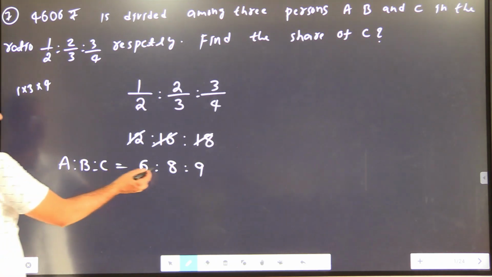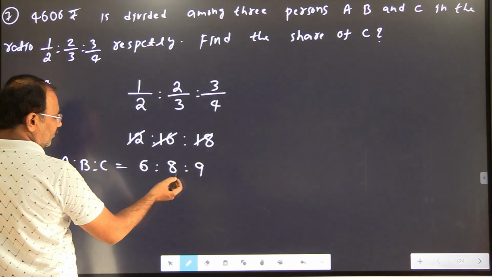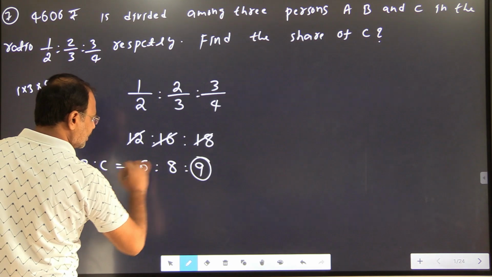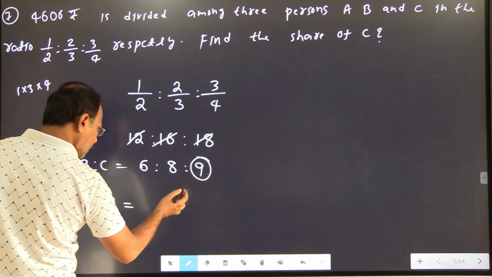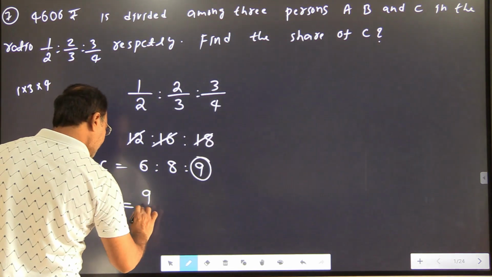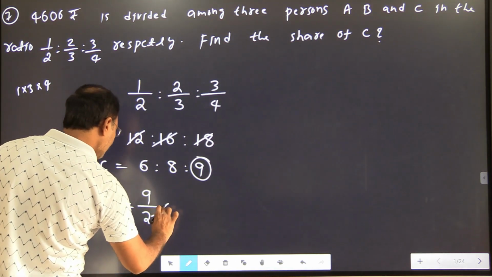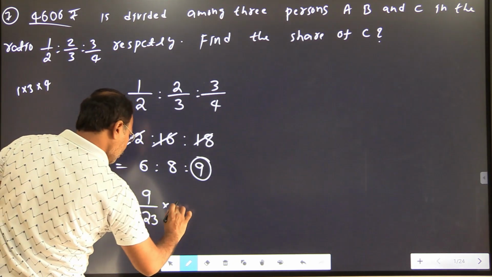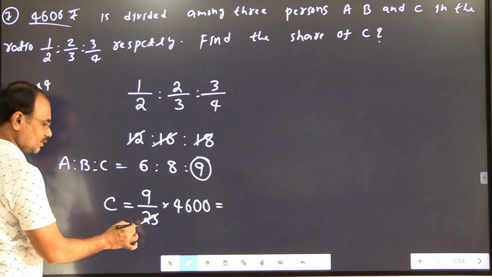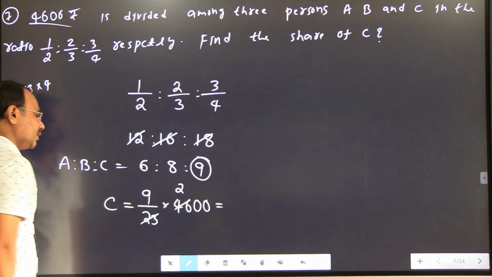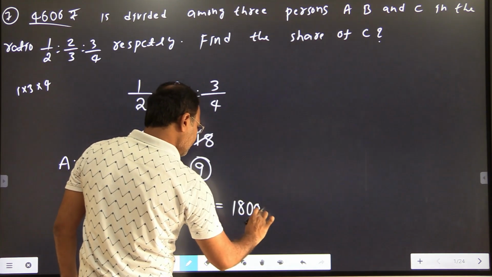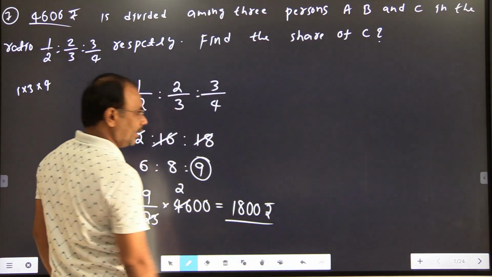Total 6 plus 8 is 14, 14 plus 9 is 23 parts. మీకు కావాల్సింది C share కాబట్టి 9 parts తీసుకోవాలి. So what is the fraction of C share? 9 by 23 into the total given value 4,600 rupees. 23 ones 23, 23 twos 46, 9 into 2 is 18, so 1800 rupees. So this is C share, 1800 rupees.